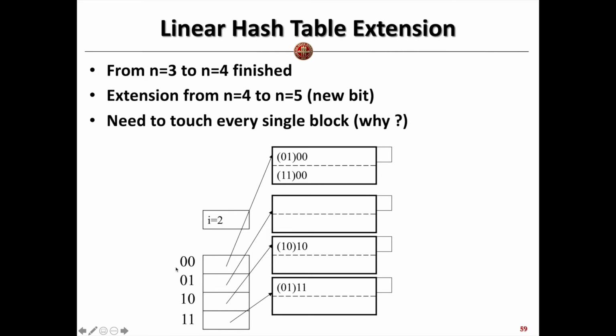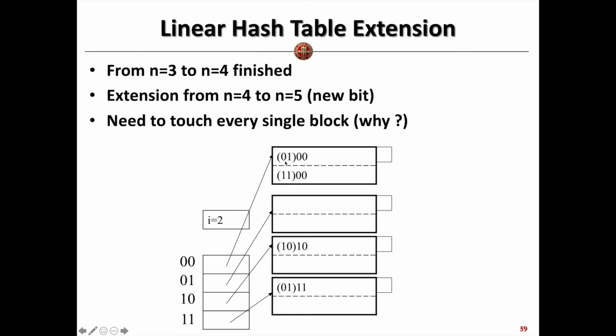We will check the last 3 bits: 000, 001, 010, 011, as well as 100, 101, and so on. All the hash function entries will be adjusted accordingly by checking the last 3 bits. At the same time, we also need to change the data, or the pairs, we have in the buckets right now. If we extend n from 4 to 5, we check the last 3 bits. In other words, all the entries need to be put into a new bucket accordingly.